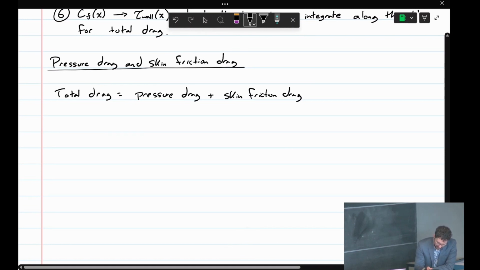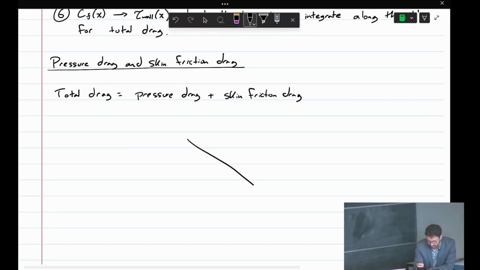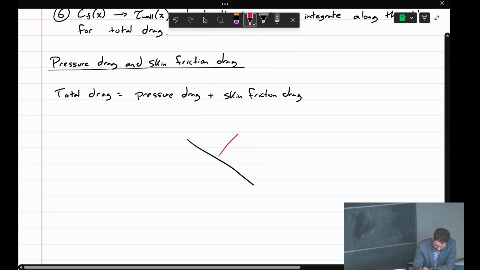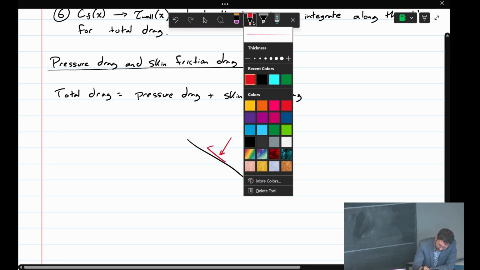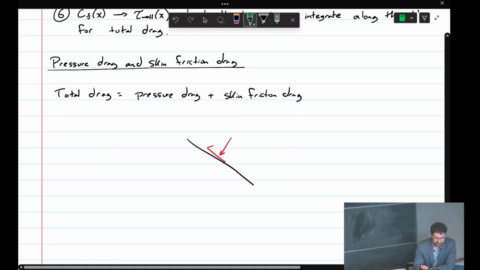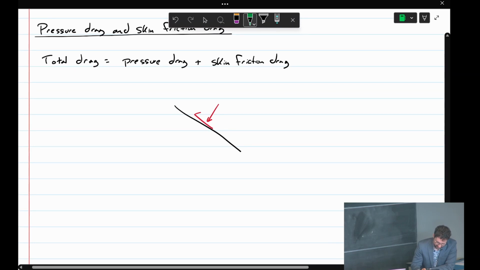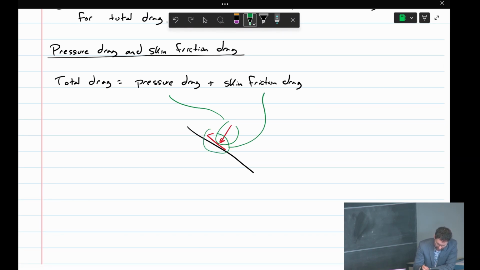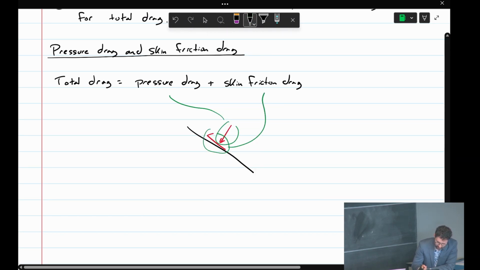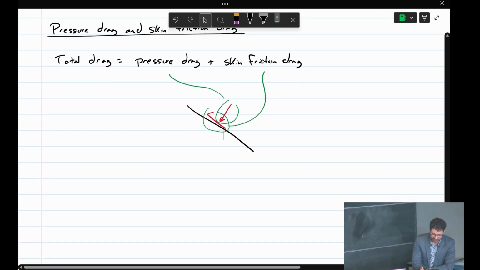So for pressure drag, say you have a small surface element. Again, this isn't that big of a deal in this course, but there are some interesting applications if we understand this. The pressure drag is produced by this normal force, and the skin friction drag is produced by this tangential force. And that tangential force, the skin friction drag, depends on the near wall velocity gradients, like we just looked at.